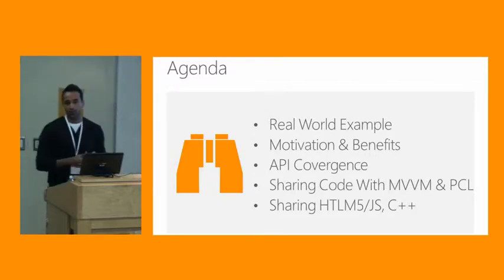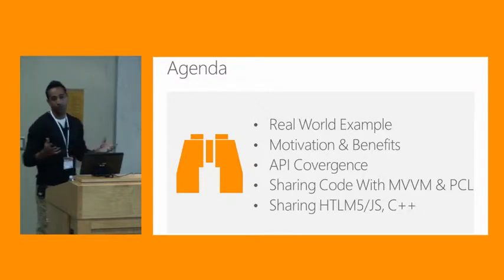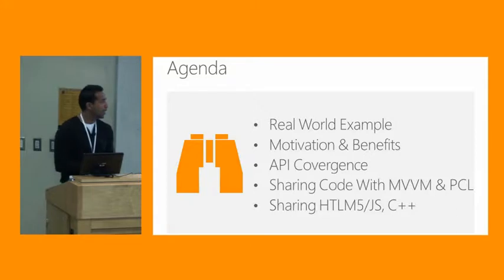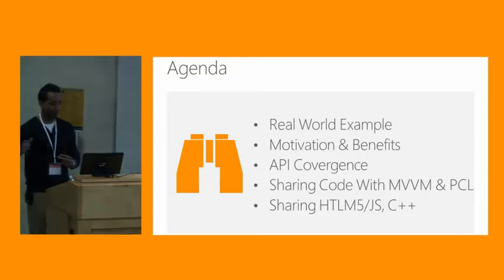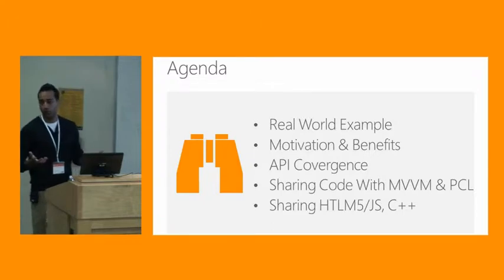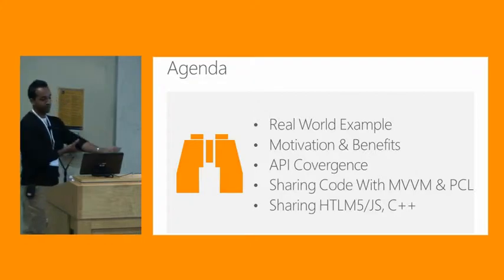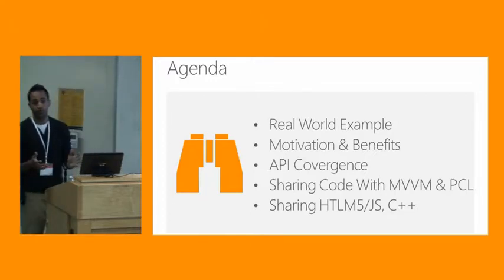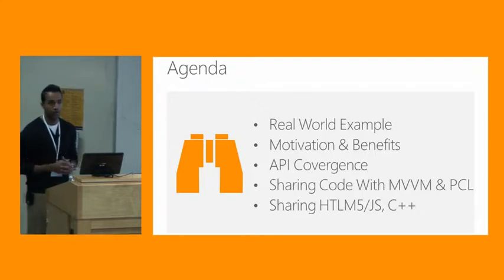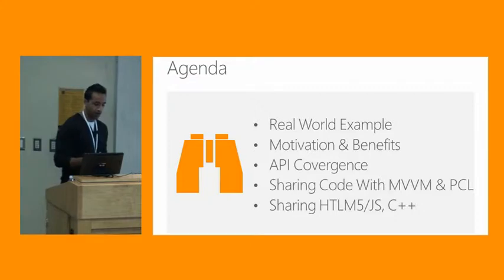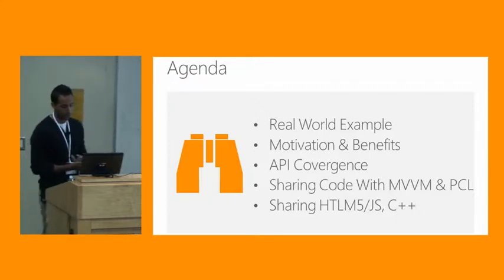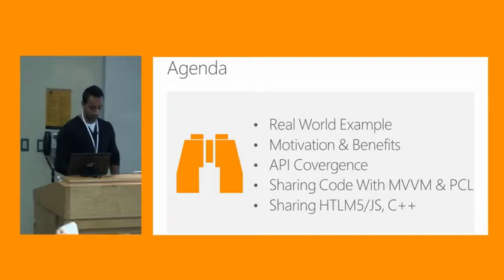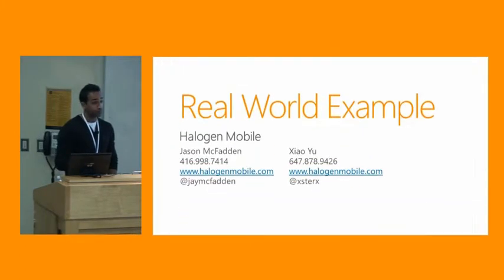So I'll start with the real-world example. Then we'll level set, make sure we're on the same page with motivations and benefits. Kind of simple, but we'll still cover it. I'll go over API convergence, and I'll talk more about that when we get there. Then I'll show you how to share code using MVVM and something called PCL. And then as a bonus for the HTML5 guys, the story on sharing code between Windows 8 and Windows Phone with HTML5 and JavaScript isn't the clearest. I want to spend a slide or two and show you a sample of what you can and can't do, and we'll talk about the real story and the facts behind it. And then if we have time, just one slide on C++. I'm not a whiz in sharing code with C++, but I can talk about where you can use it and its benefits.